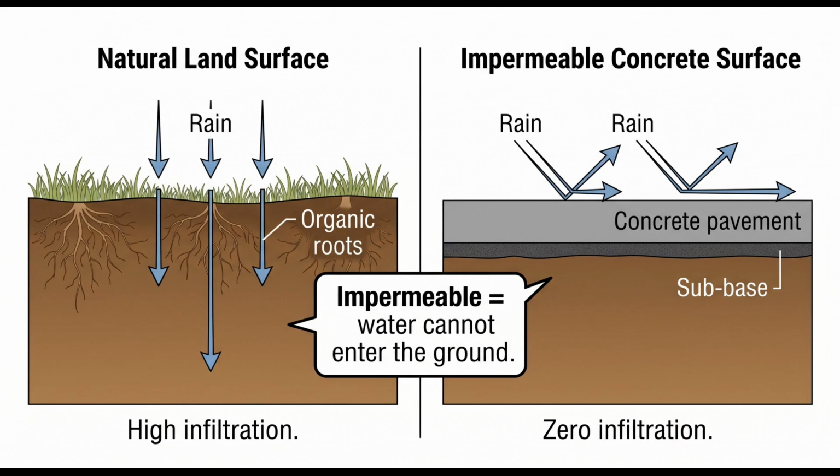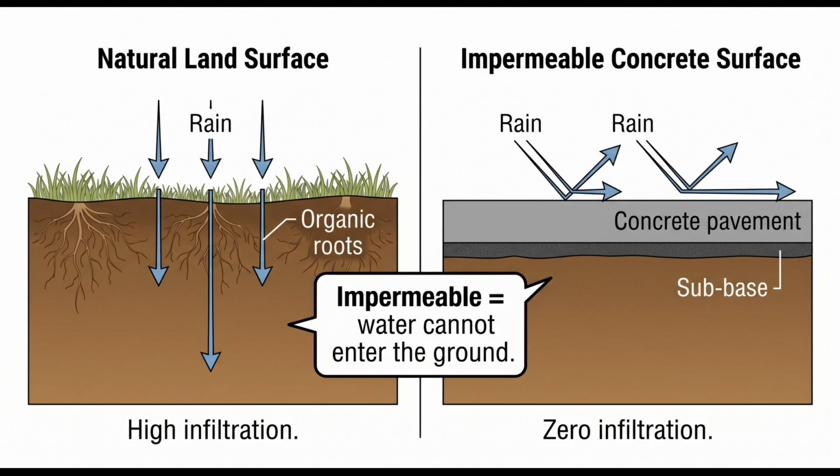But now look at the right panel. Impermeable surfaces, concrete roads, tarmac car parks, rooftops, do not allow water to pass through at all. Zero infiltration. This is the word you need for urbanization, coming in Chapter 4.